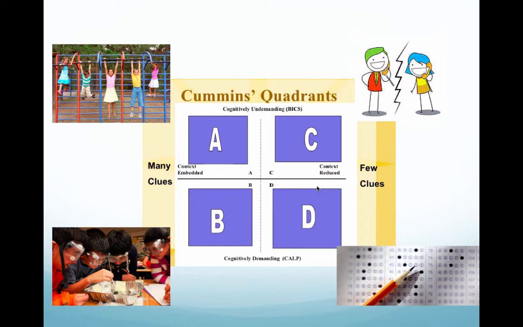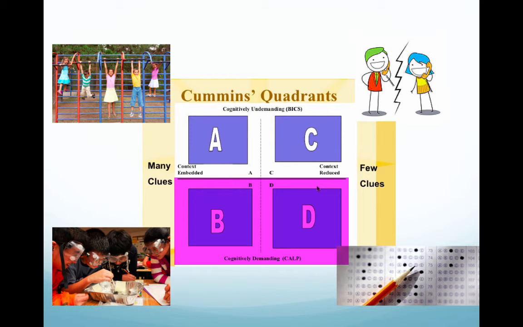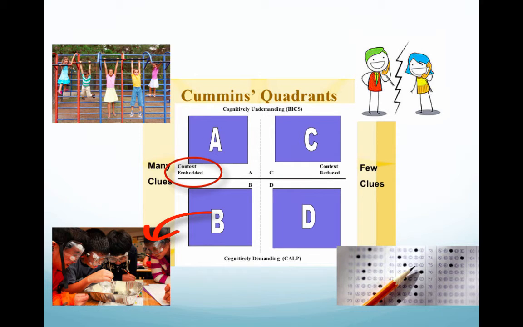On the bottom half, we have what is cognitively demanding. That is, it's more difficult language. And this kind of language can be easier to understand, as we see in B, because it might be that it's an experiment in class, it's got to do with science, but you're seeing things, you've got pictures, you've got actual things that you're handling to do the experiment, so it's a little bit easier to understand.